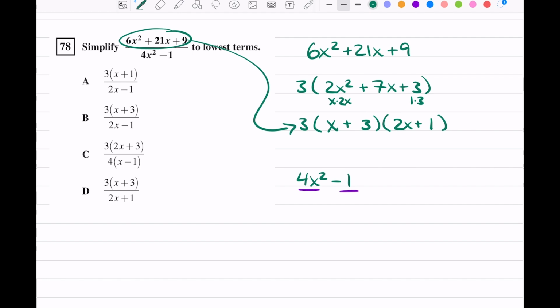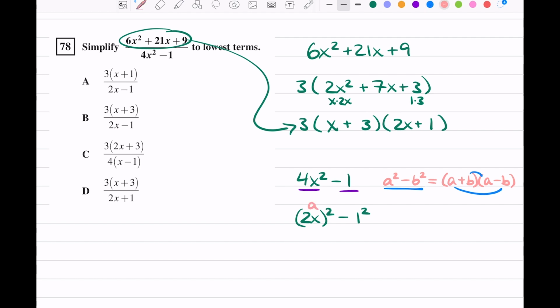So 4x squared we could write as 2x squared, and 1 we could write as 1 squared. So we call this a difference of squares. And in general, a difference of squares looks like a squared minus b squared. And when we factor it, we'll get a plus b times a minus b. The reason this works is our outer plus inner terms end up canceling out, so we're left with just 2 terms.